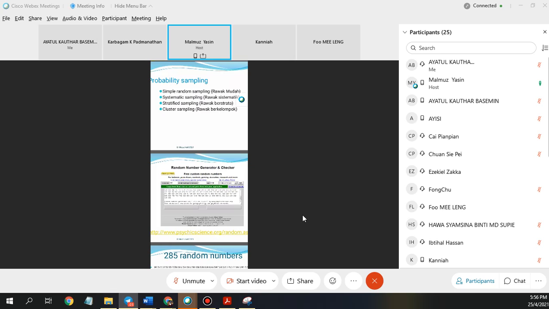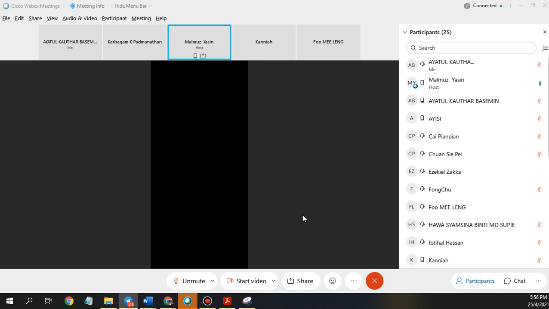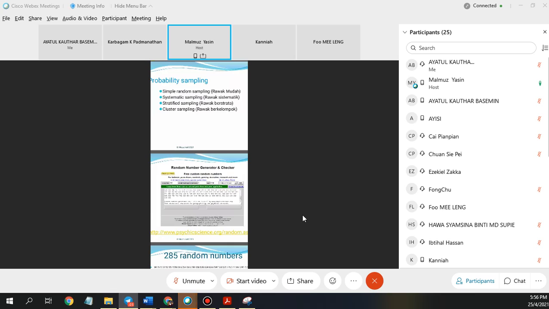But if you're doing simple random, your numbers will be scattered in 90 schools. So the way you have to administer your questionnaire will be a little hard, because you have to go to every school, because when you use the random generator, the numbers will be scattered, and most of the time every school will get a number or a few numbers. So what we can do is use the so-called cluster sampling.